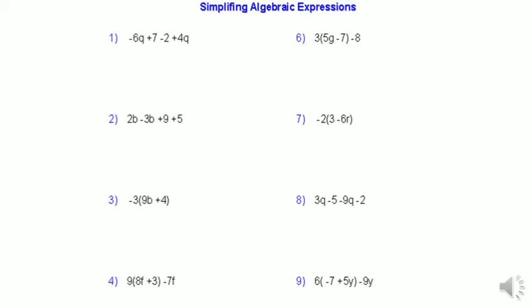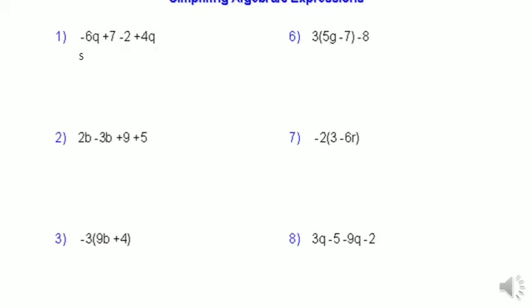Questions number 6, 3, 9, 4 and 7 are the same as the previous one, in which we used the distributive property. So in question number 6 we can simply multiply 3 with 5g and minus 7, and then subtract or add whatever it is asking you to subtract or add. We will do it with 8.